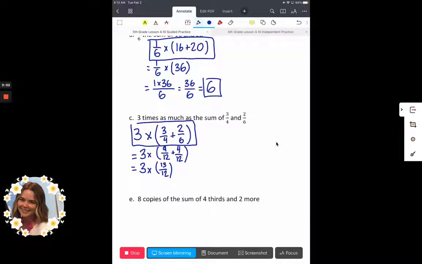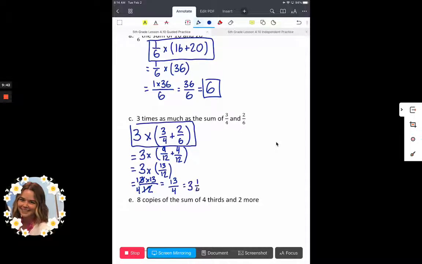So when I multiply that, this becomes 3 times 13 over 12. And I'm going to use my math magic skills, and I'm going to reduce now. So I know that 3 can go into 12. So I'm going to divide 3 by 3, and I get 1. And 12 divided by 3, and I get 4. So what I'm left with here is 13/4, which is equal to 3 1/4. There we go.